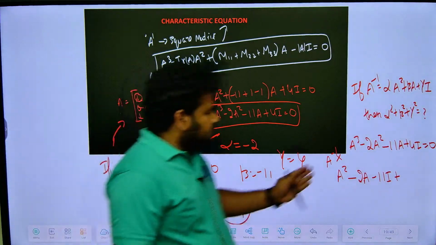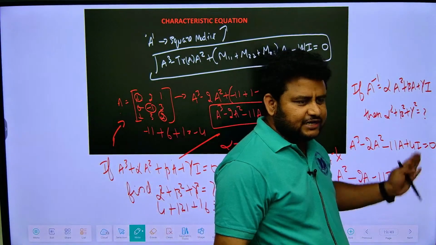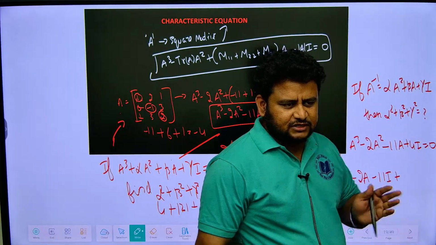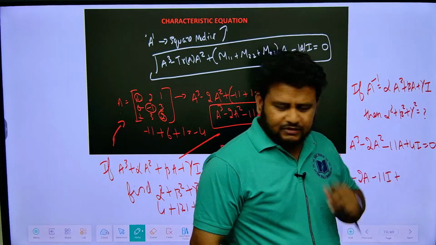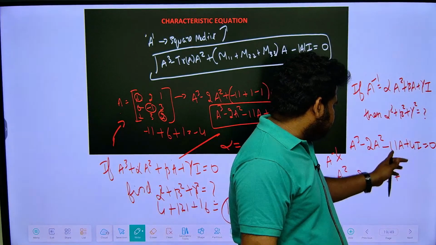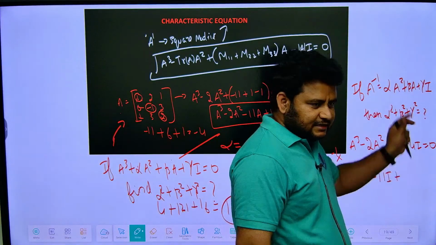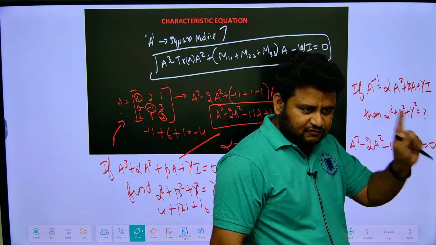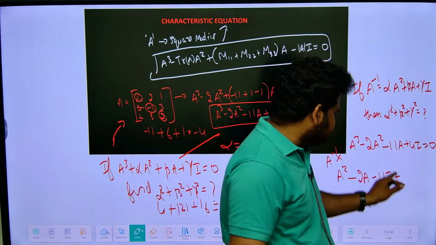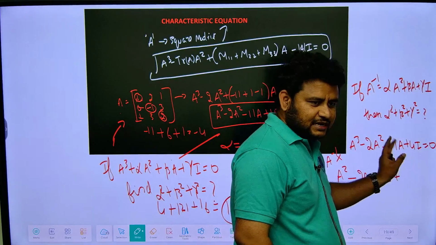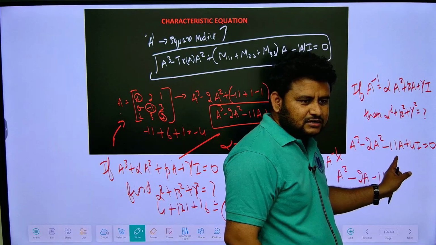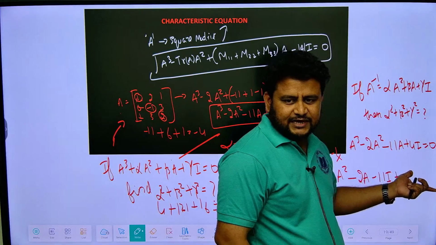See, I is the identity matrix. 1 into something is that something value. 2 into 1 is 2, 3 into 1 is 3, A inverse into 1 is A inverse only. So A into A inverse: 1 by 2 and 2 will cancel and you will get 1. That 1 is the identity matrix. So A into A inverse is I. That is why it is 1. So I into A inverse is A inverse only. Like that you take.